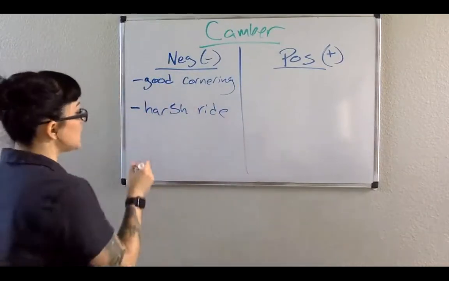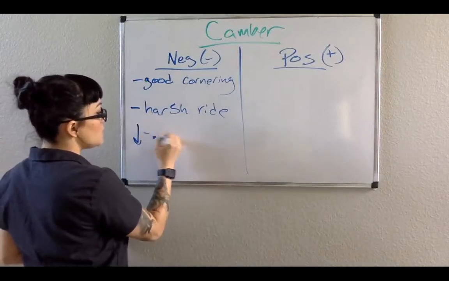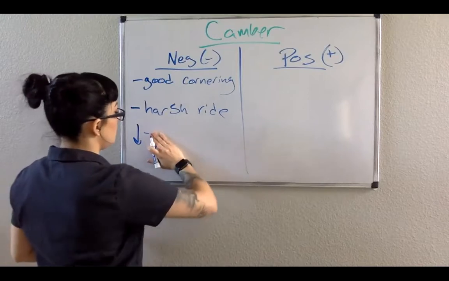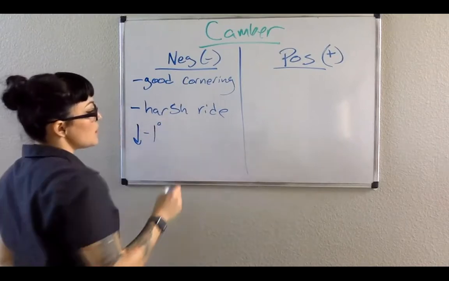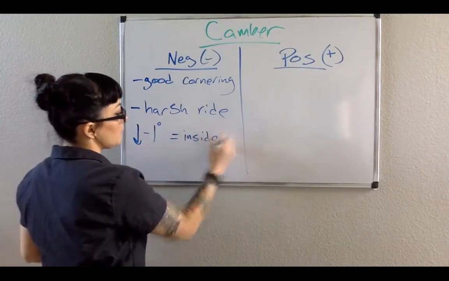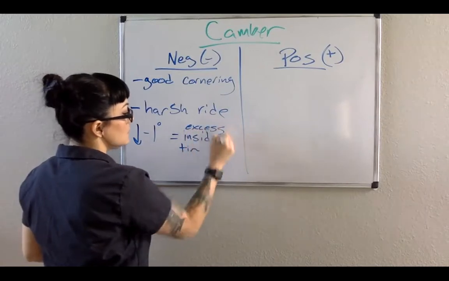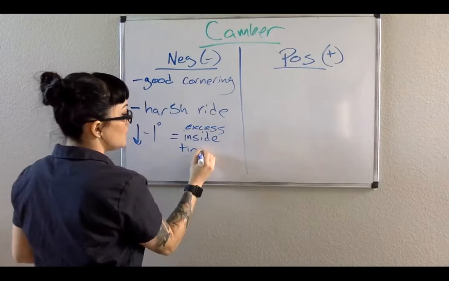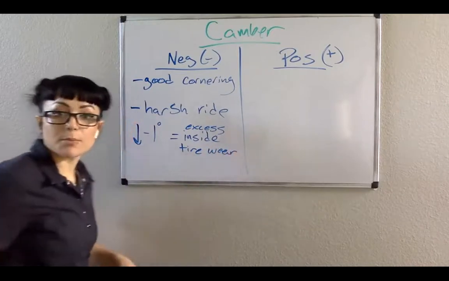Now, obviously, any angles lower than negative 1 degree are going to equal excess inside tire wear.